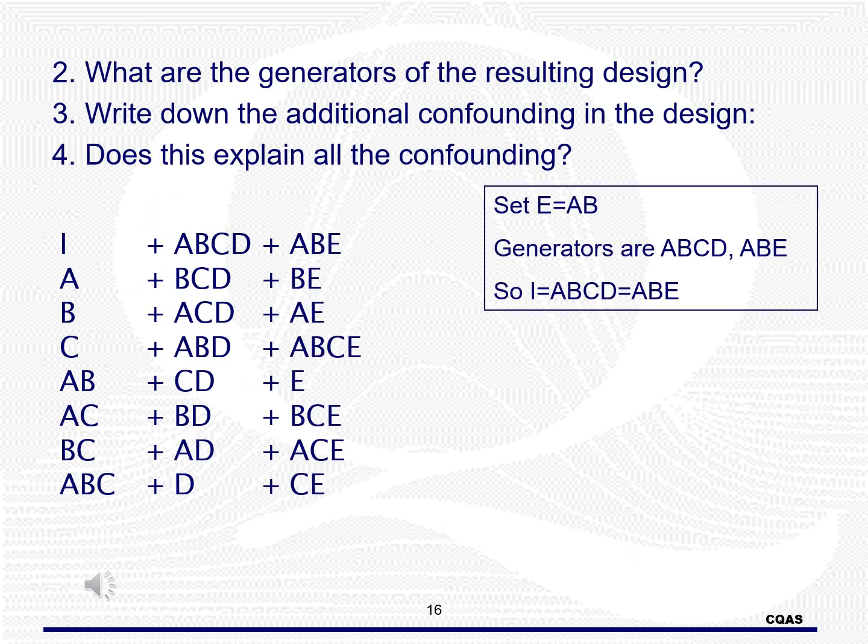Write out the generators for this design, then complete the alias structure for the design. Does this explain the confounding? What do you think is the weakest part of this design?